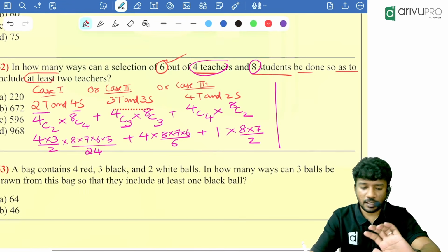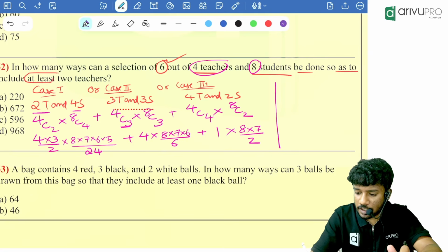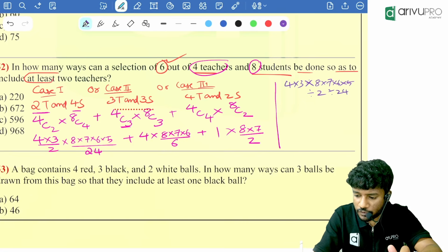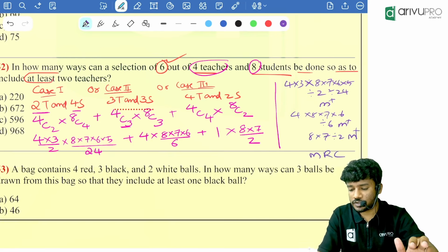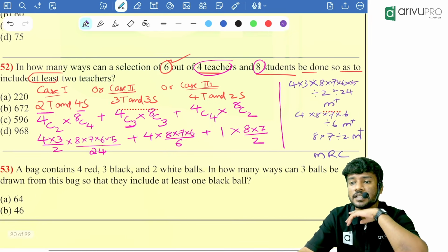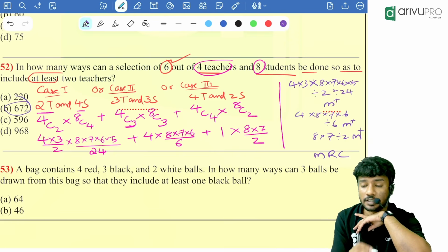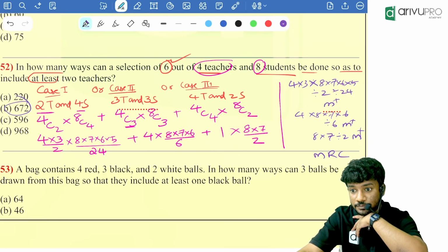So in the calculator, how will you solve this? It will be 4 into 3 divided by... 4 into 3 into 8 into 7 into 6 into 5 divided by 2 divided by 24, M plus. Then 4 into 8 into 7 into 6 divided by 6, click what? M plus. Then 8 into 7 divided by 2, click what? M plus. Then finally MRC. How much is the answer? 8672. Yes.